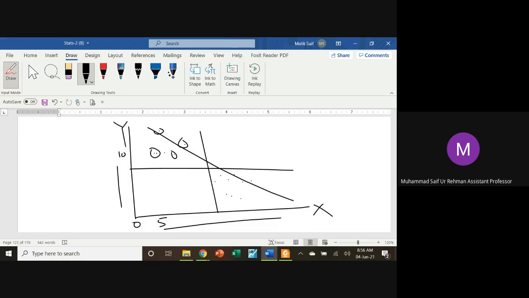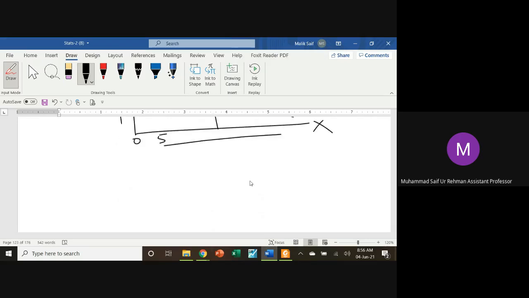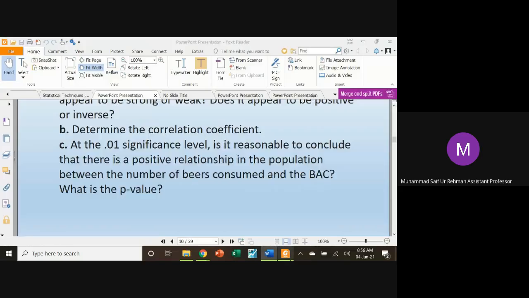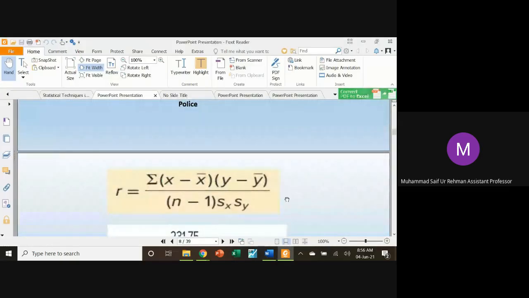So graphically, you can see what relationship is there in the two variables, and you can also find out this relationship using the correlation coefficient. And the correlation coefficient's formula, we normally represent that by r, and r is equal to, you can see over here in the PowerPoint slide, this is the formula for r. Summation x minus x bar, y minus y bar.